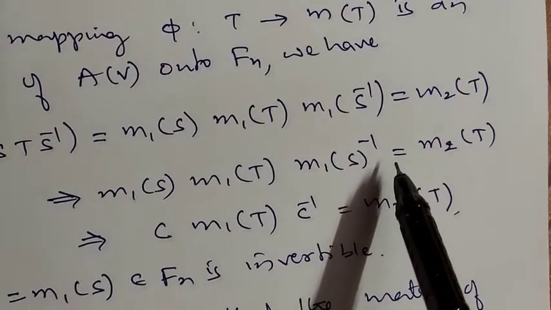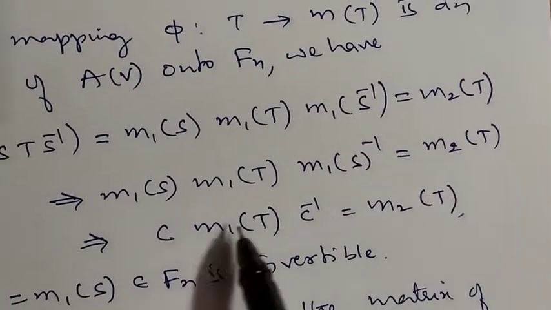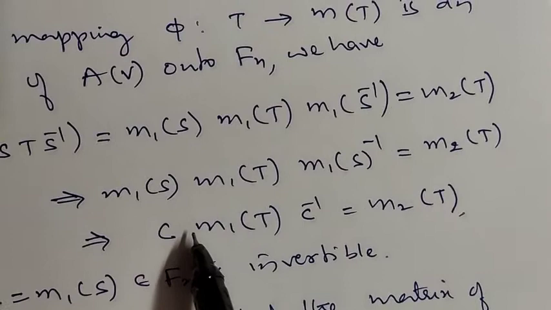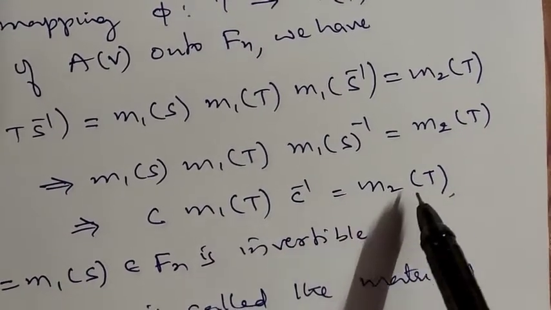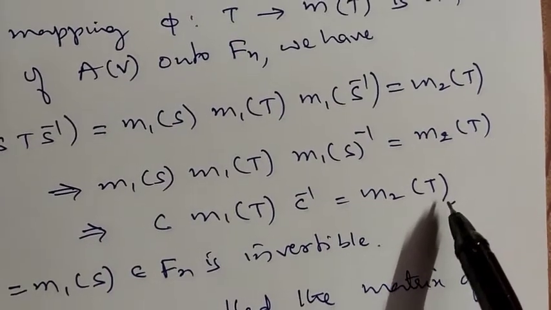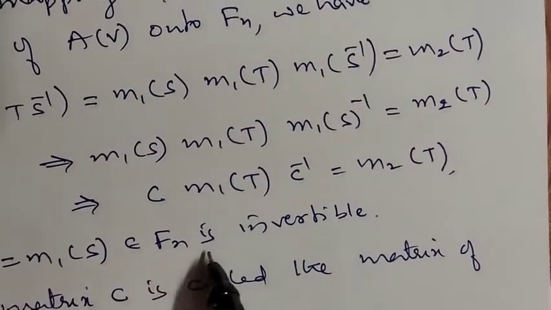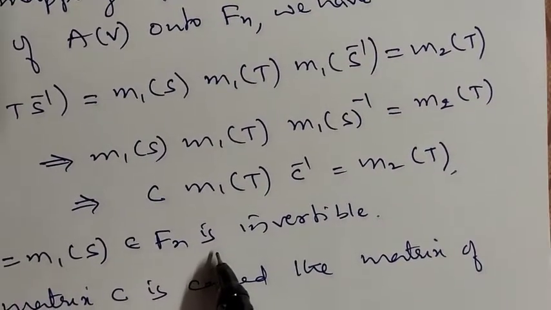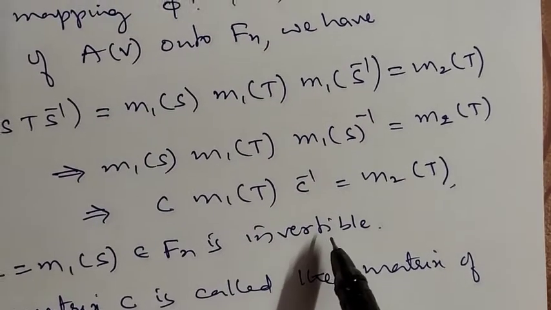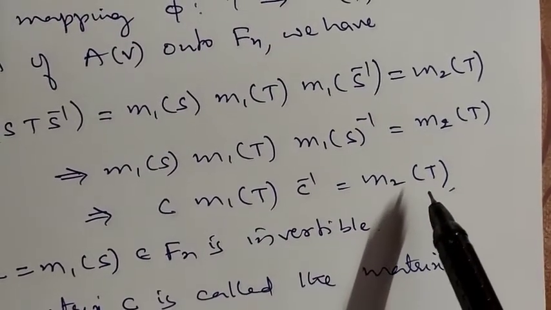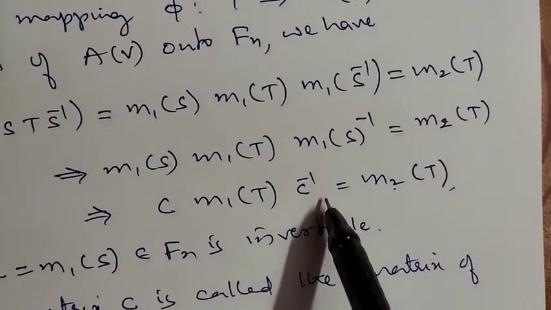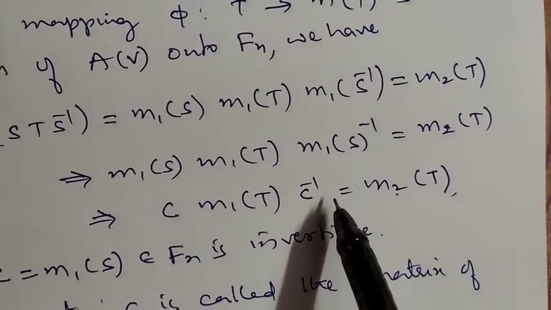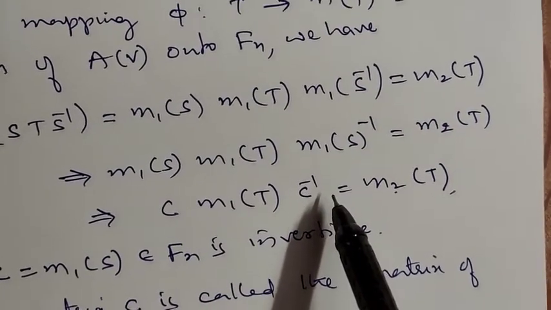Accordingly, this is equal to M2 of T. You call this M1 of S by C. C into M1 of T into C inverse is equal to M2 of T, where C is M1 of S, which is an element of Fn, an n by n invertible matrix. Thus, the relation between M1 of T and M2 of T is M2 of T is equal to C into M1 of T into C inverse, where C is the matrix of S.